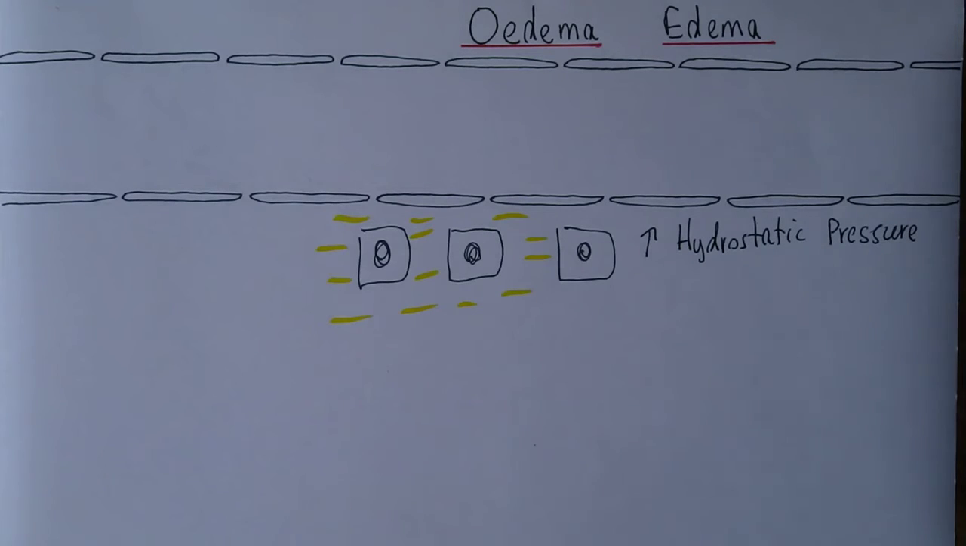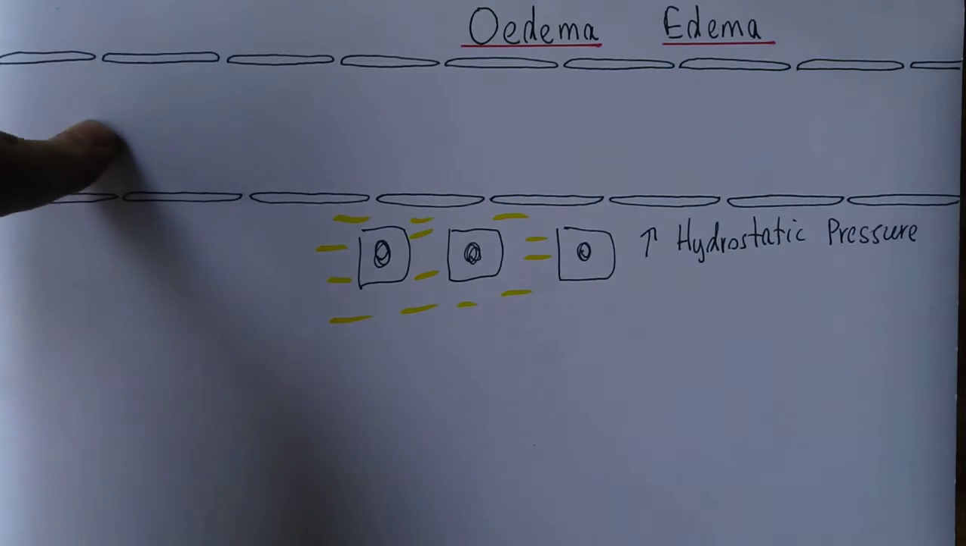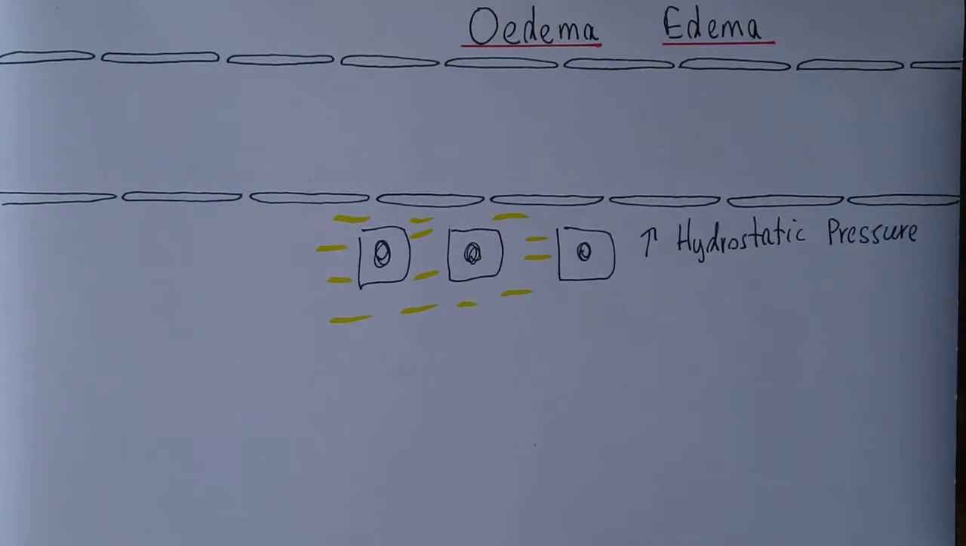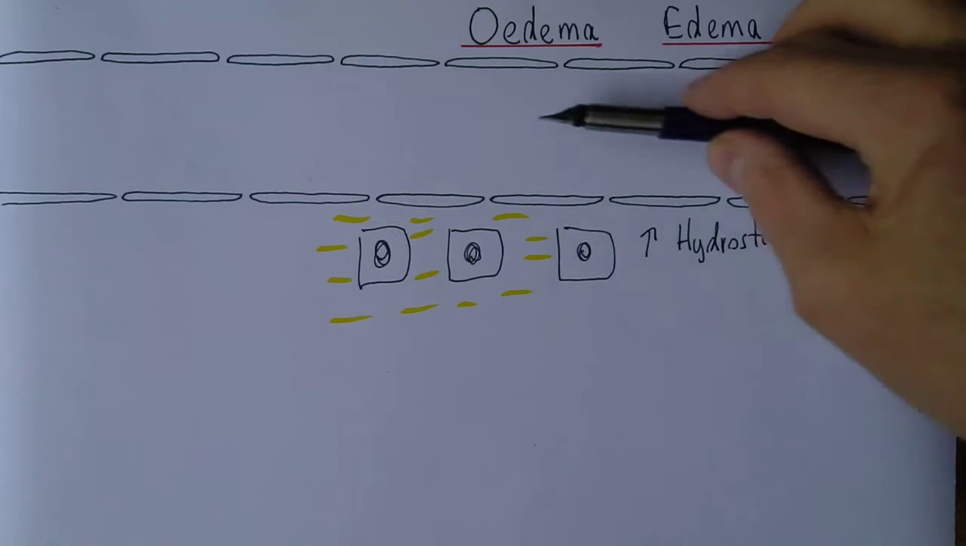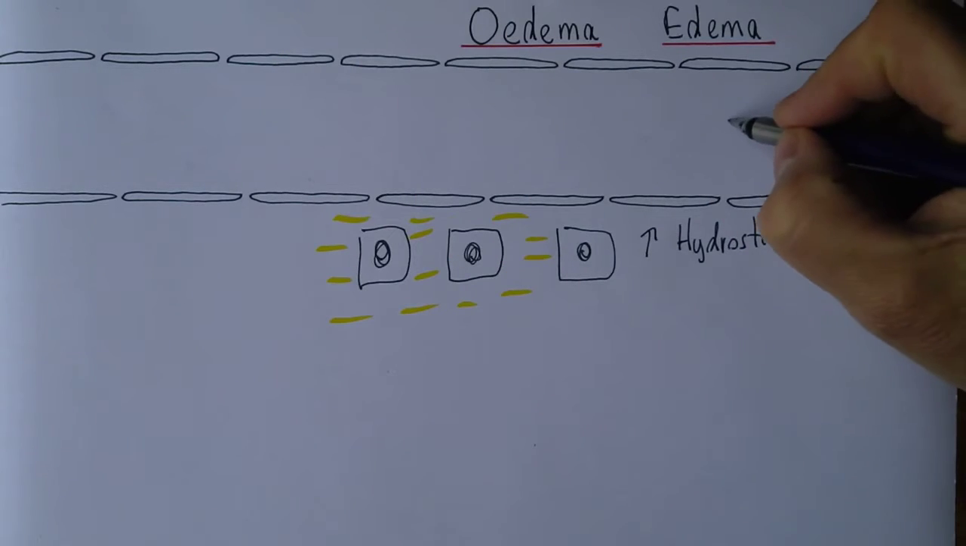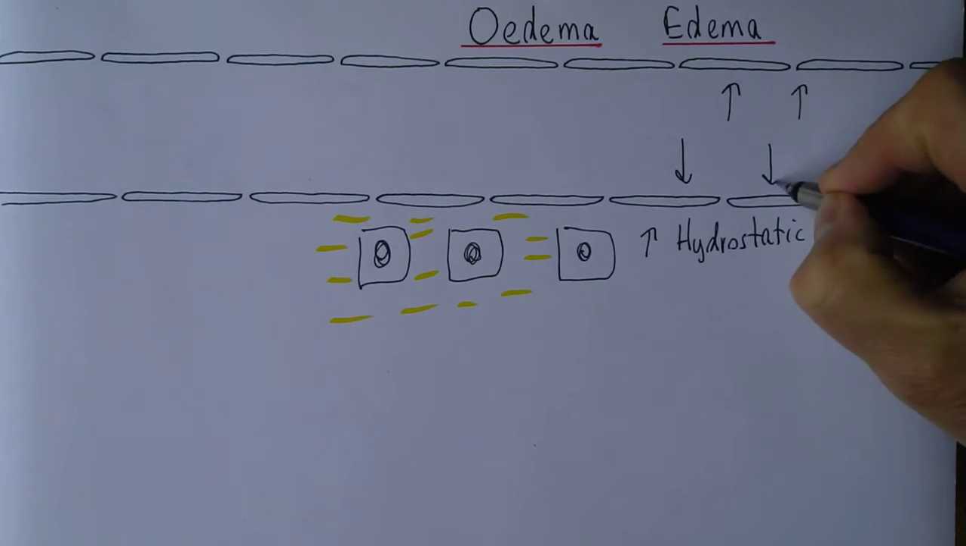If you've watched the previous videos in this series, you'll know that the tissue fluid is formed at the arterial end of the capillary, where the hydrostatic pressure is greater than the osmotic pressure. The tissue fluid is reabsorbed at the venous end of the capillary, where the osmotic pressure is now greater than the reduced hydrostatic pressure associated with the venous end. But if there's increased hydrostatic pressure, then that's going to increase the pressure within the capillary.